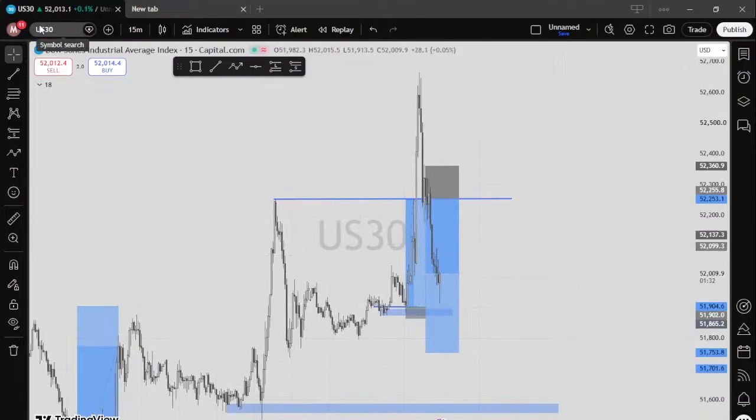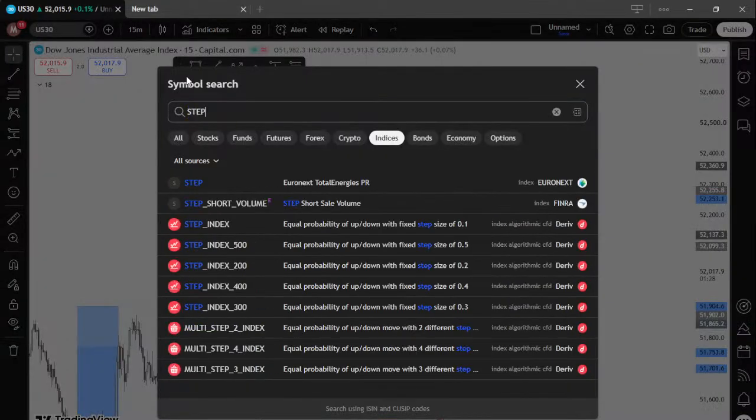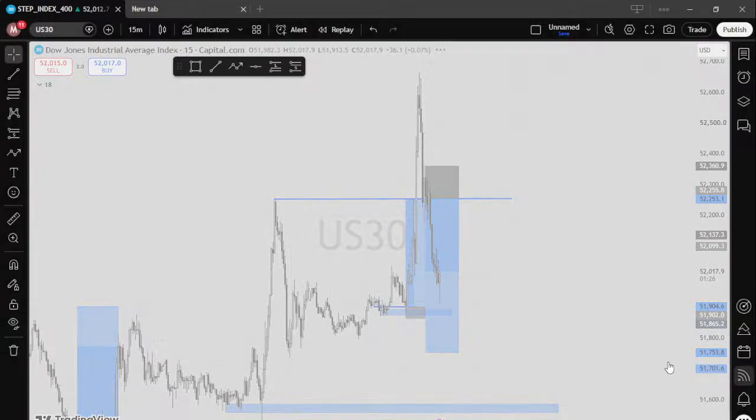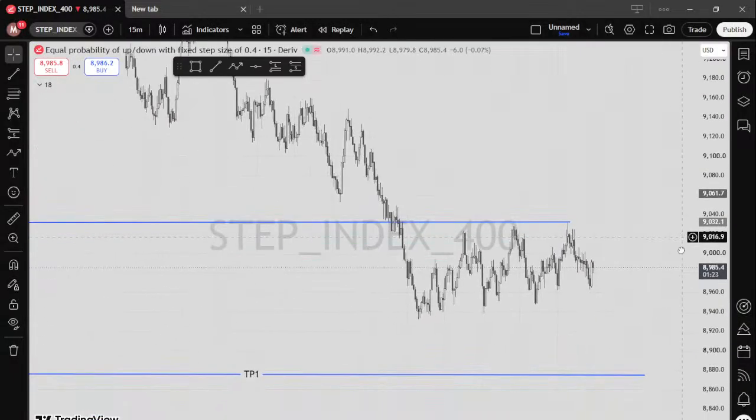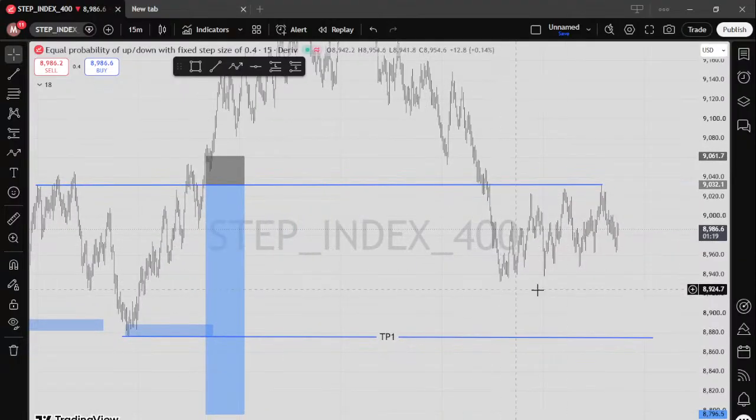What else? I don't know what other markets I trade. Yes, Step Index. I trade Step 400, whatever. You can also get stopped out on this. You should not always expect everything to go the way you want it.